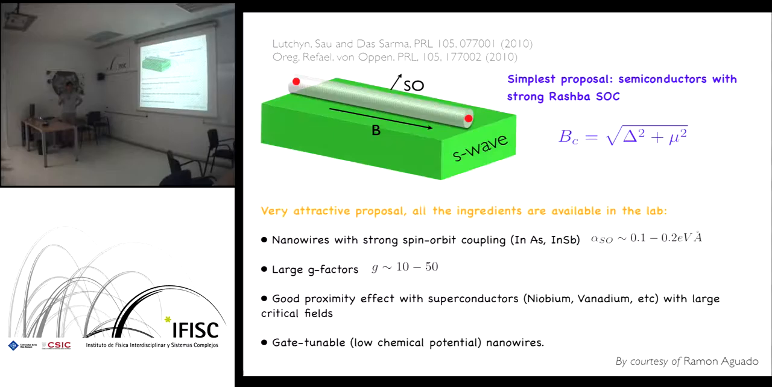This proposal is very attractive because all the ingredients are available in the lab. So indium arsenide or indium antimonide nanowire has strong spin orbit coupling. Also, they have a large g factor. This means we can apply magnetic field without destroying the conductivity. Also, the chemical potential can be tuned.